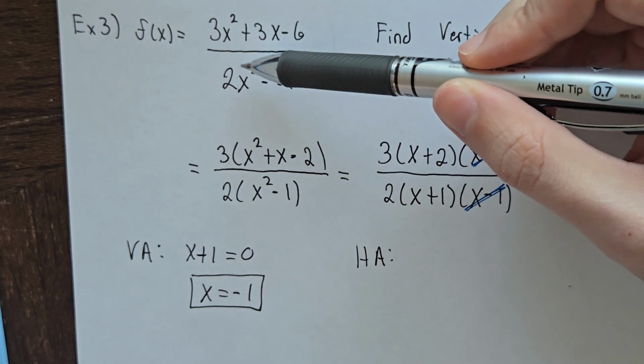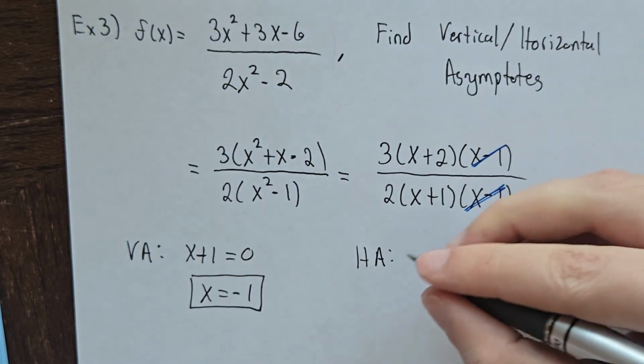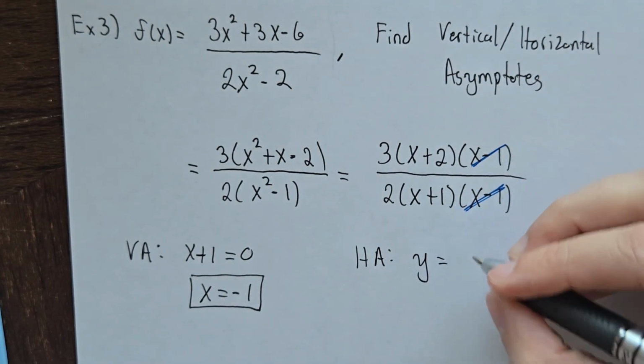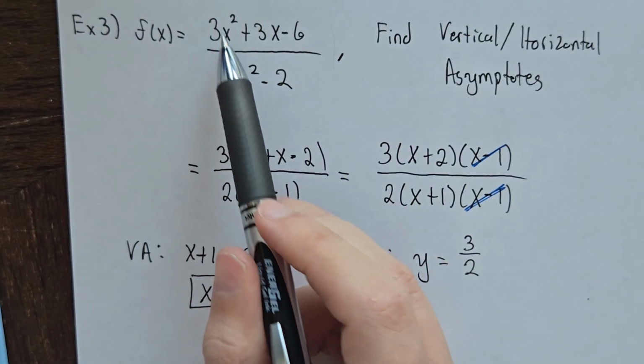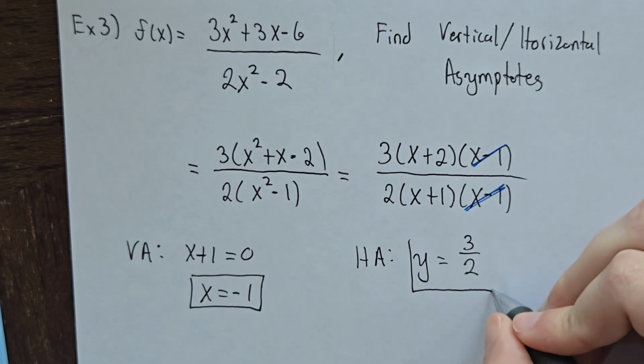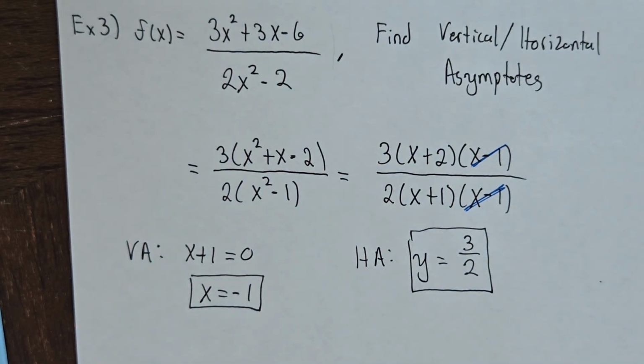For the horizontal asymptotes, however, we are in the case where the degree of the numerator is the same as the degree of the denominator, and that just means that we take a ratio of the leading coefficients. So our horizontal asymptote is at y equals 3 halves, because this is the leading coefficient of the numerator, and that's the leading coefficient of the denominator. And that would be our equations for both our vertical and our horizontal asymptote, okay?